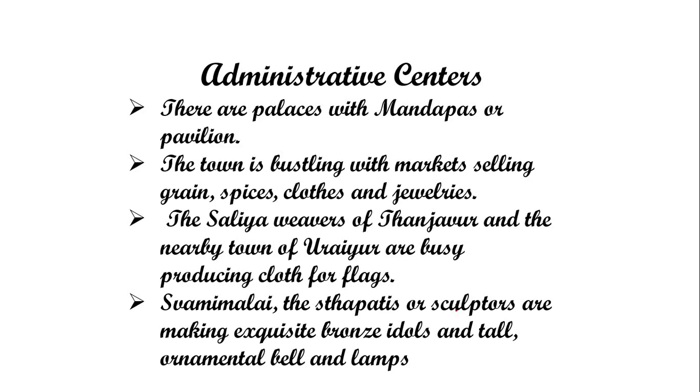Sthapatis are the sculptors, those who were experts, skilled in making tools from metals, bronze. Bronze is actually an alloy, a mixture of copper and tin. In our second chapter we studied one statue which was very famous at that time in the Chola dynasty. It was made of bronze. So in this way we come to know that people were expert in making these metal tools, and they were involved in trading also. They traded these bronze metal tools, especially the ornamental bells used in the temples, lamps, and statues also. So you must know about the communities: the sculptors were the Svamimalai, and the weaver community was Saliya.